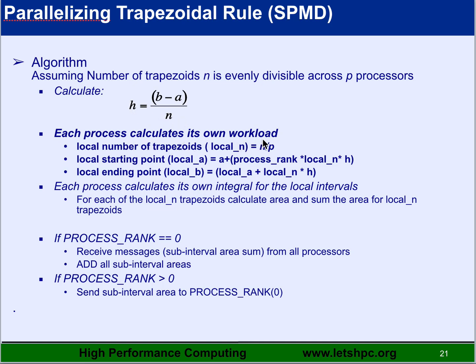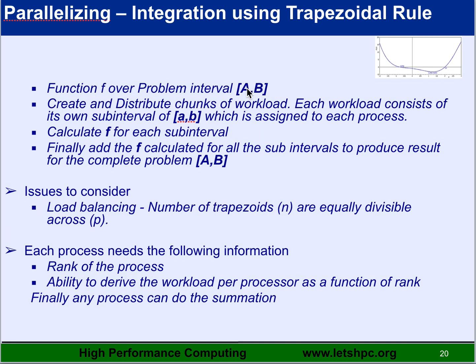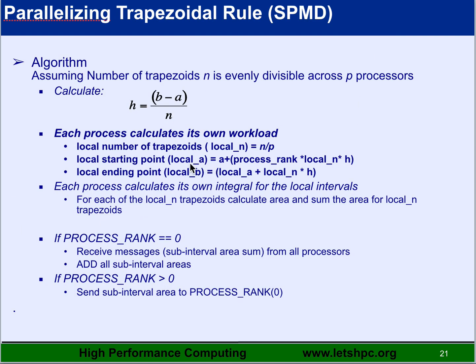Each process calculates its own workload, so the local number of trapezoids: local n is n by p. So if you have a total of 100 trapezoids and p processes, then local n is 10. Each process is going to calculate the area of 10 trapezoids. And then you can calculate the local starting point and the local ending point, because in the complete problem the starting point is A and the ending point is B, but for each process we need to get the local starting point and the local ending point.